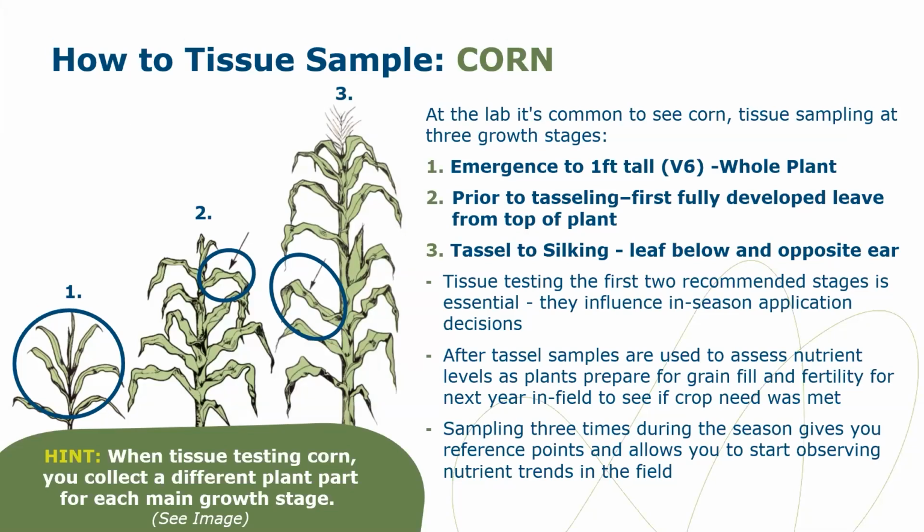Tissue tests during the first 2 stages I just mentioned are essential. Testing at that time will influence in-season application decisions. After tassel, tissue samples are used to assess nutrient levels as plants prepare for grain fill. This test at the end is a test to help better manage for next season's crops. You're taking a look to see if what you did this year was everything the plant needed. Sampling 3 times a year especially gives you reference points and allows you to observe nutrient trends in the field, and you get a look at the overall growing season of how the plant did. Again, just to help better manage for years to come.